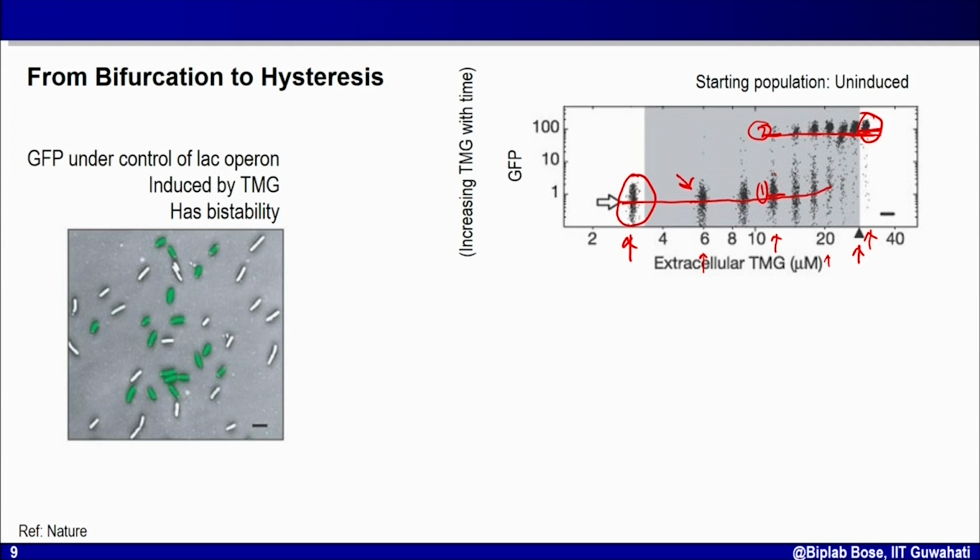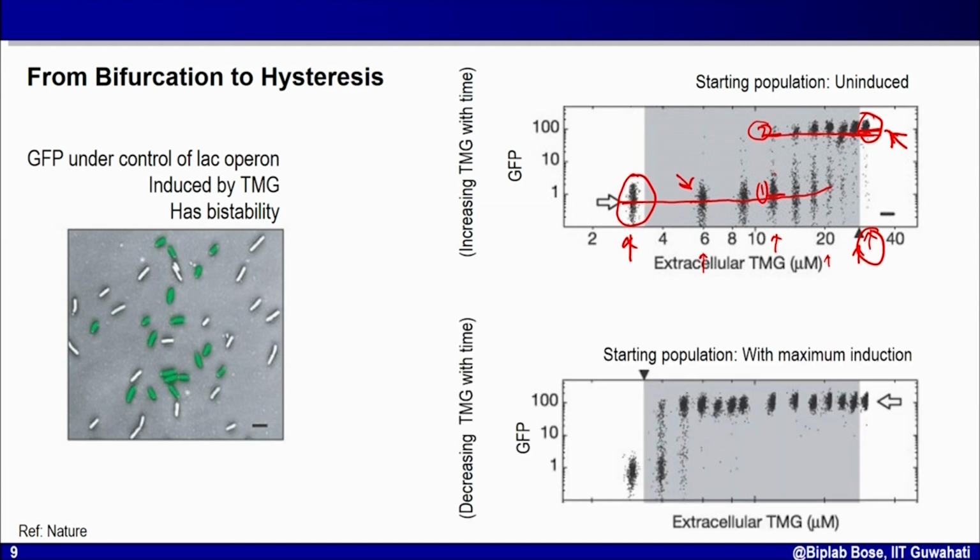Now what will happen if I take these cells which are already induced with high amount of TMG? So already I have increased TMG in the system. So already I have a population which is induced with high amount of TMG, around 30 micromolar. Now if I start reducing the amount of TMG in the system, that is, the input signal I am reducing, what type of profile will I see? That's the experiment they started doing.